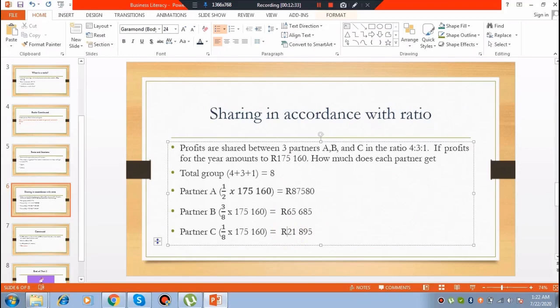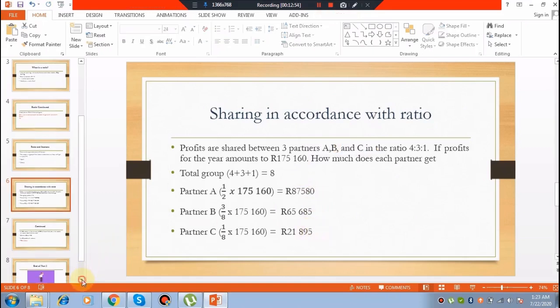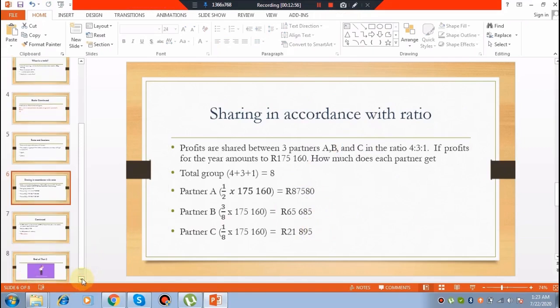There you go. Once you're done, just to prove it, you can add everything from partner A, partner B and partner C. Your answer should come to this figure. There shouldn't be any rand or any remainder. I hope I've simplified it for you. You can also attempt examples that are in your textbook so that you make sure that you understand.